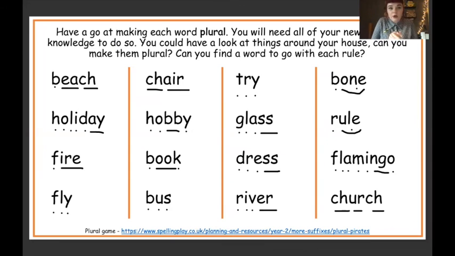So now you're back, I've got one last test for you. I would like you to have a go at making each of these words plural, okay? You'll need all of your newly found knowledge to do this, so make sure it's all stored up here. You could have a look at things around your house as well and see if you can make them plural if you get through all of these.